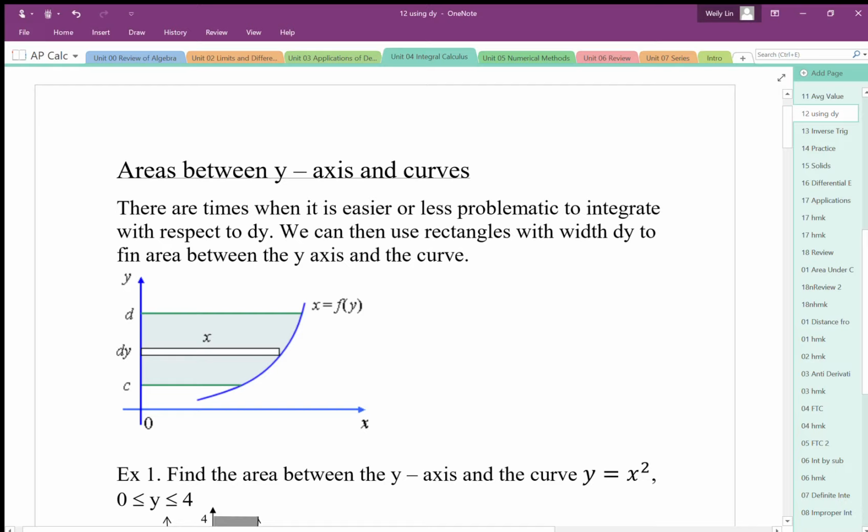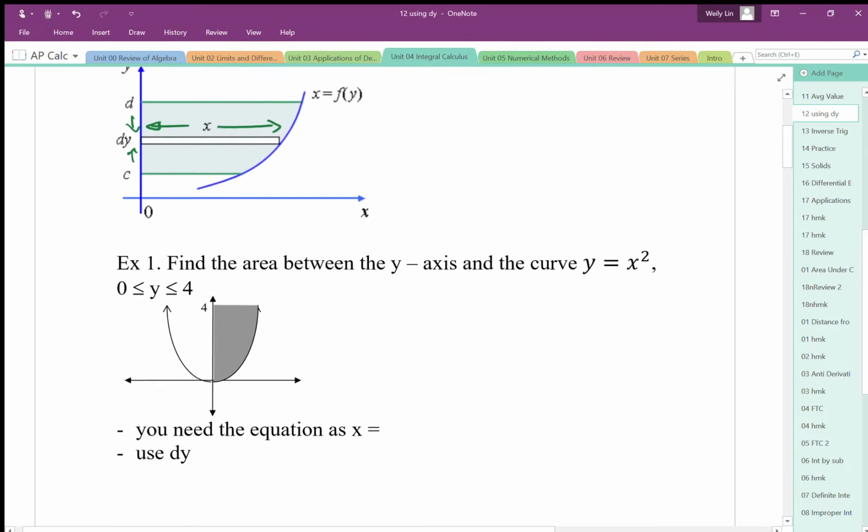To do that, we're going to use this distance along here, which would be the x position of that curve. And then we will use the width of dy, that width here. To do that, we need to have an x expression in terms of y. So we need to solve for x in terms of f of y, and then we can integrate that using dy.